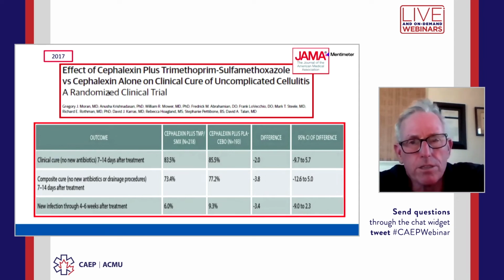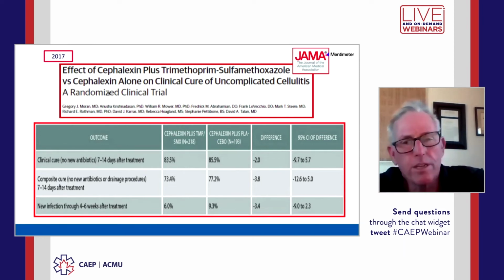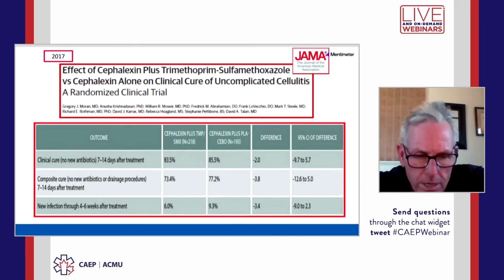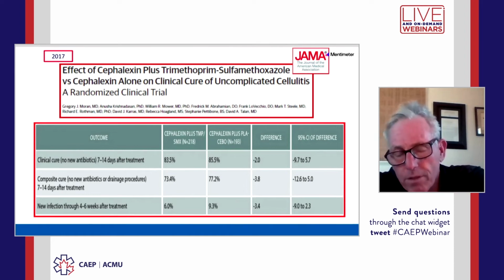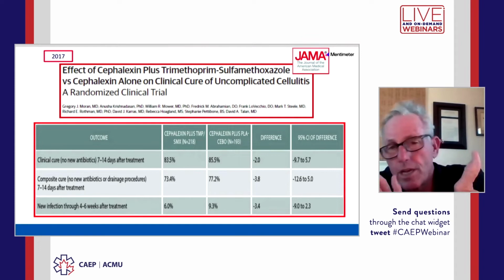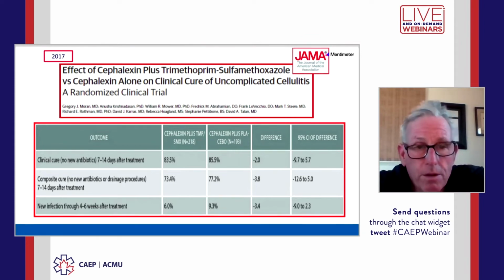So we did a clinical trial. This is a large NIH-sponsored clinical trial in the US where patients with pure cellulitis, it wasn't a wound, it was an area of redness and erythema limited to one extremity where there was nothing to culture. So it was purely a clinical trial, and patients were randomized to either get cephalexin and placebo or cephalexin and trimethoprim sulfa. And you couldn't tell the treatments apart. And then they were followed.